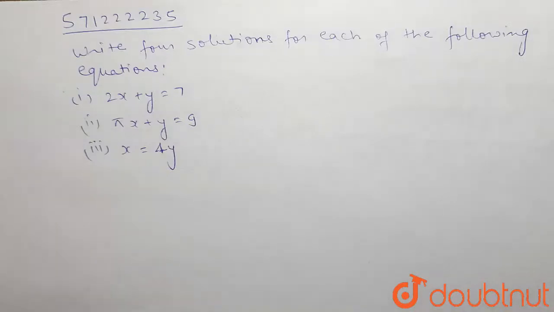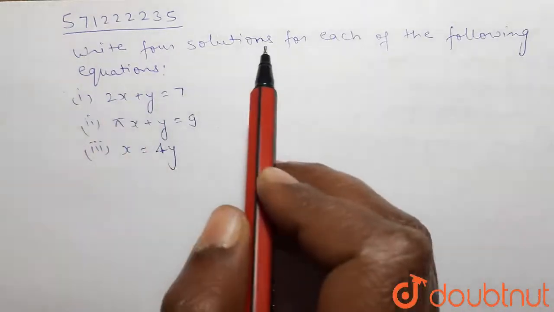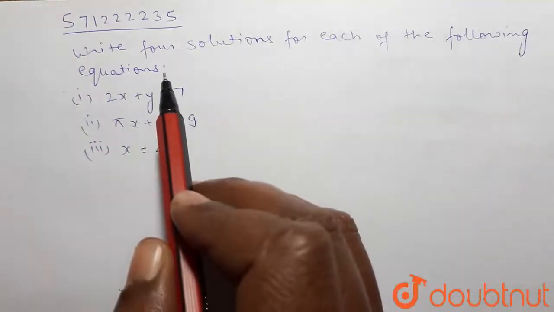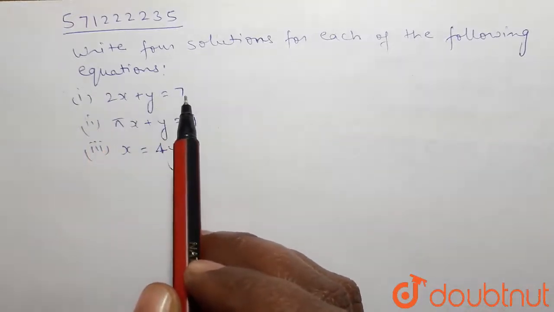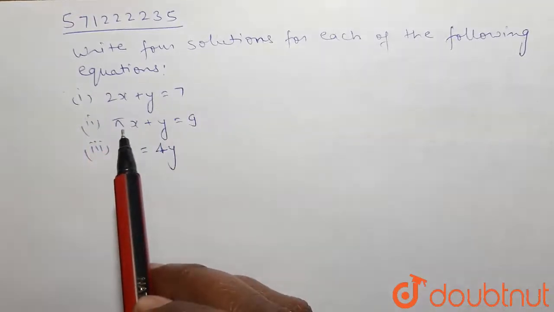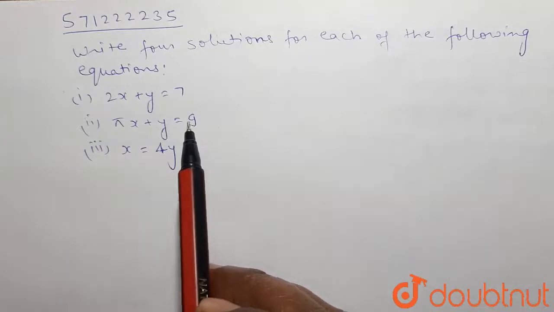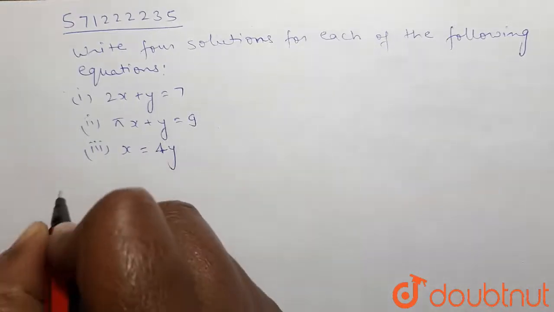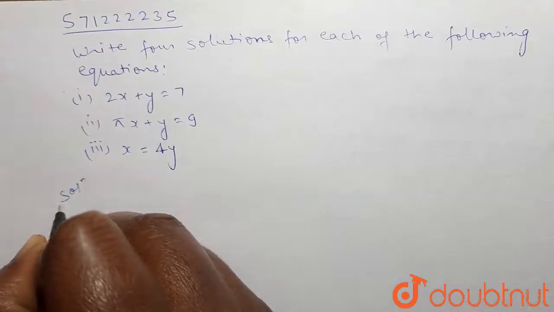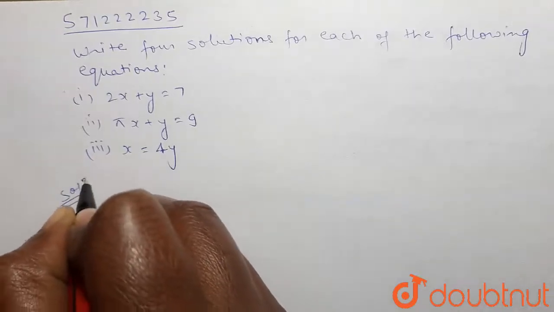Hello friends. So the question is, write 4 solutions for each of the following equations. First equation is 2x plus y equals to 7. Second equation is pi x plus y equals to 9. And third equation is x equals to 4y. So we have to find 4 solutions of these equations.